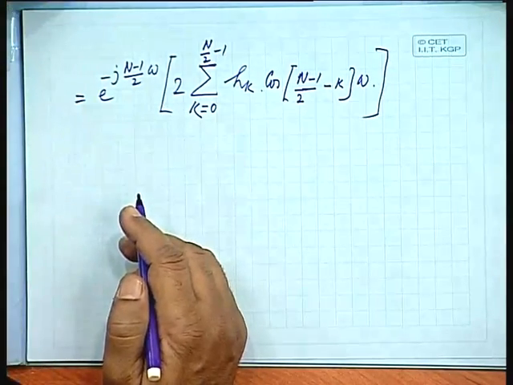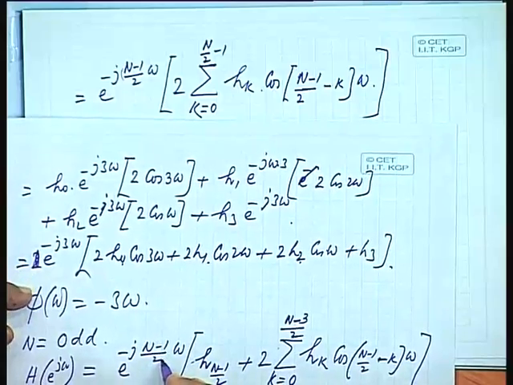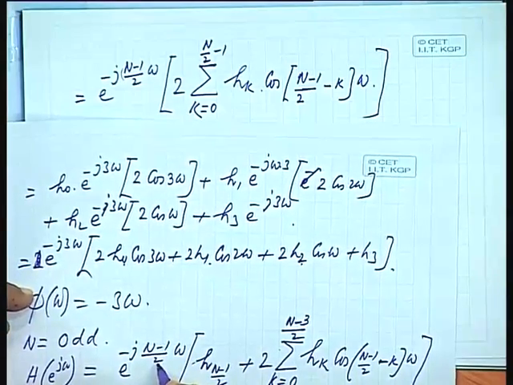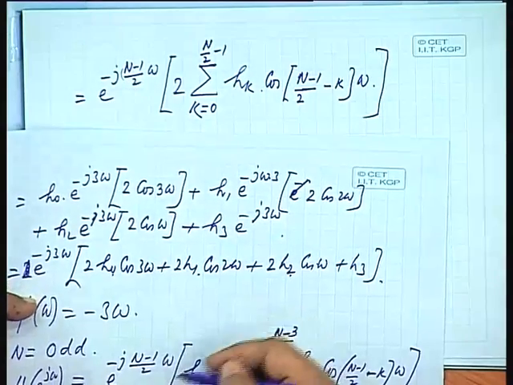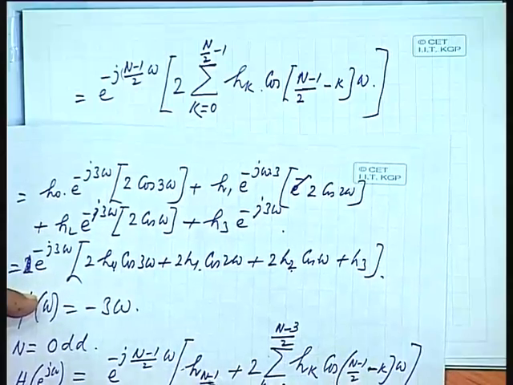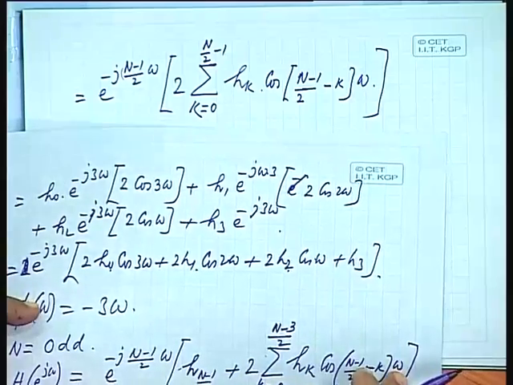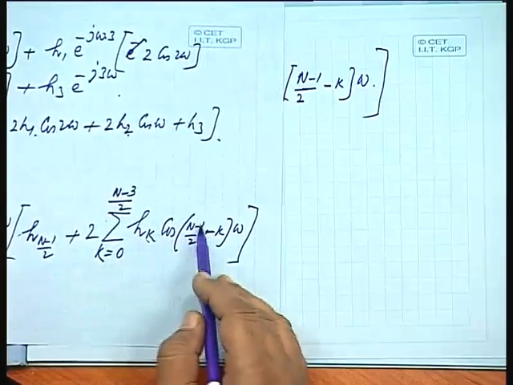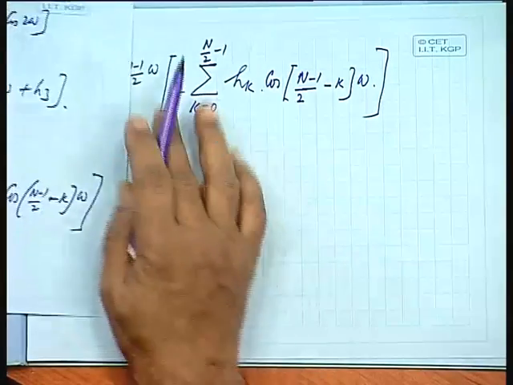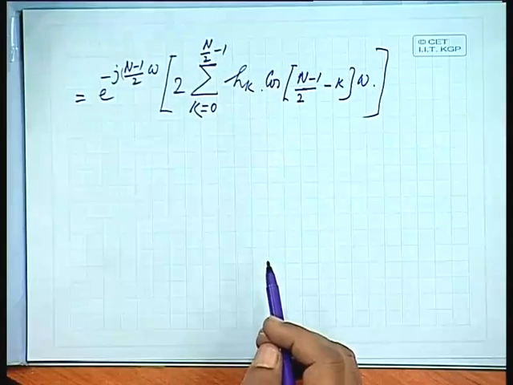So, n even and n odd differ in the general expression, but the phase is the same, n minus 1 by 2 omega. Earlier it was 3 omega for the 7 point sequence, for the 8 point sequence it is 3.5 omega. The terms inside are identical, h k cosine n minus 1 by 2 minus k omega; only the free term was earlier present, and now it is missing. All right.